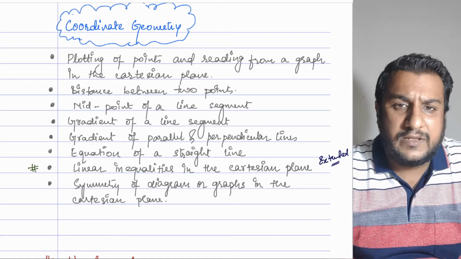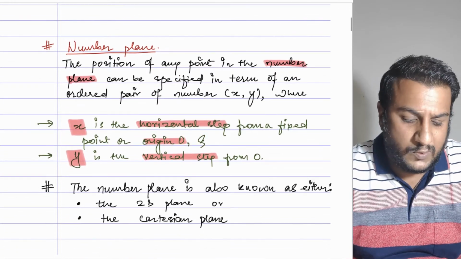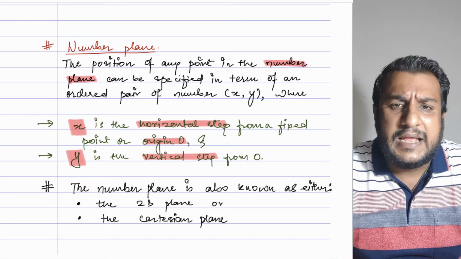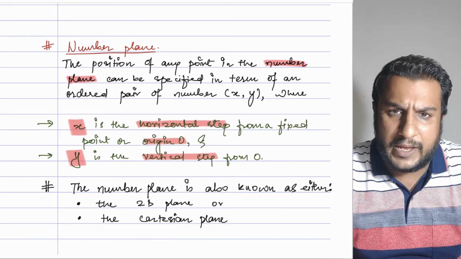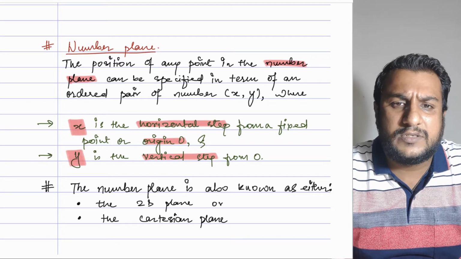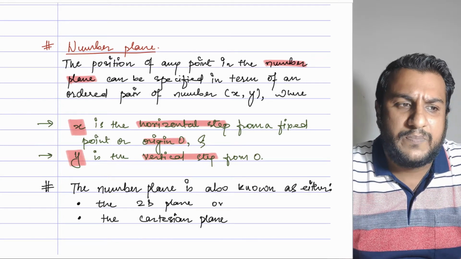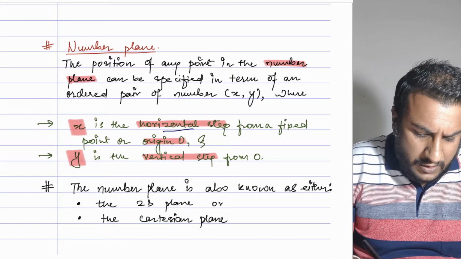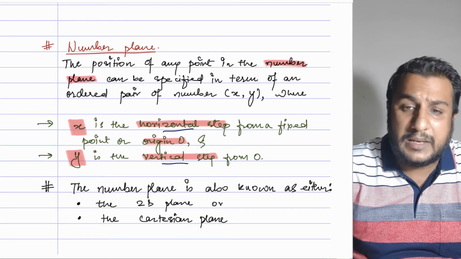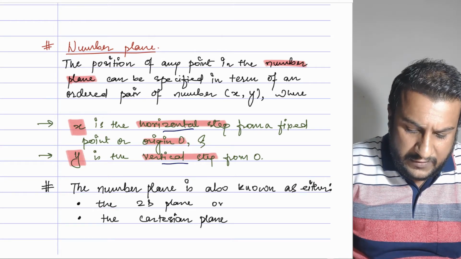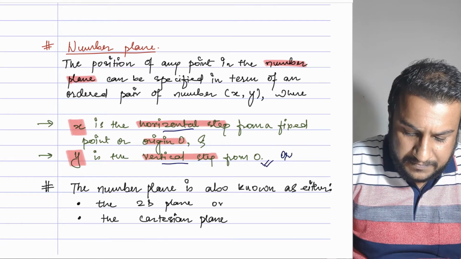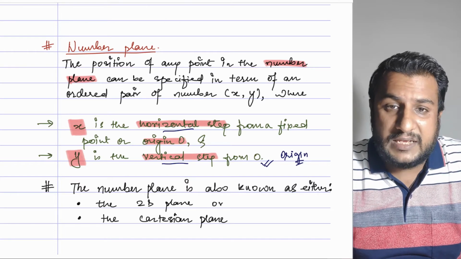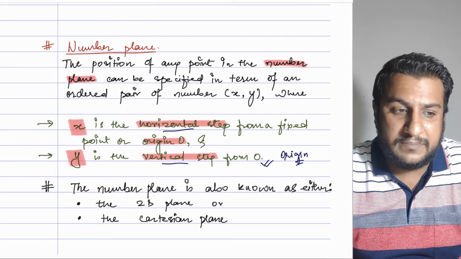Okay, so let's start the video. First we understand the number plane. So what is the number plane? The position of any point in a number plane can be specified with an ordered pair, and we generally write this ordered pair in the form x comma y, where x represents your horizontal step and y represents your vertical step from a point, and over here we are marking O, which is the origin. The number plane is also known as the Cartesian plane or 2D plane.